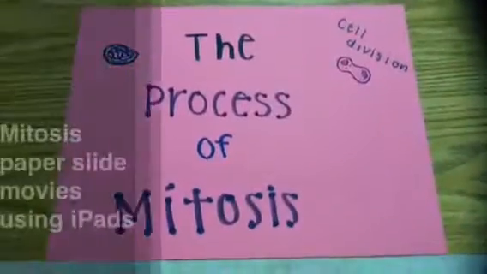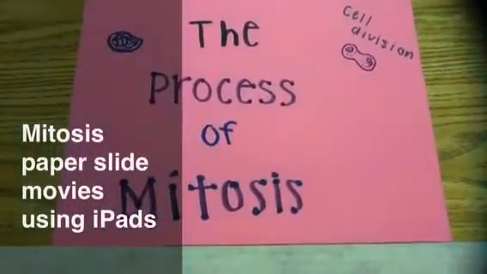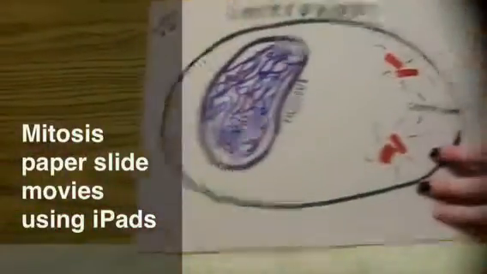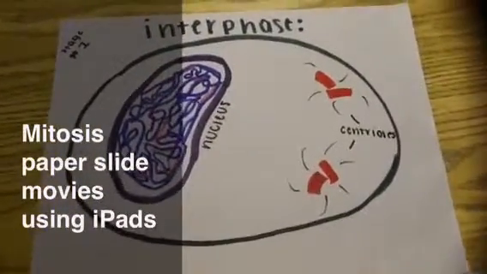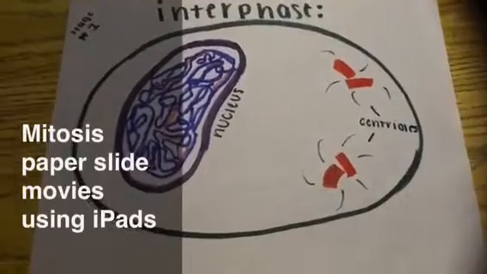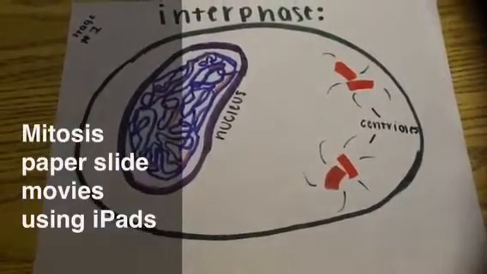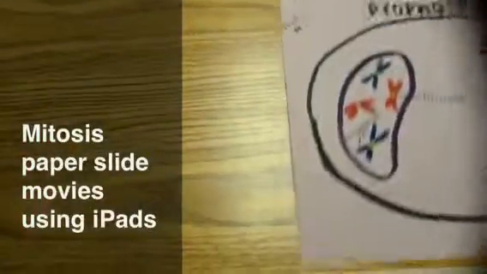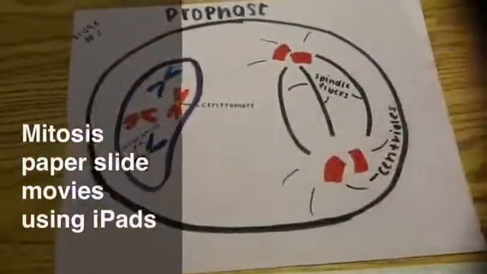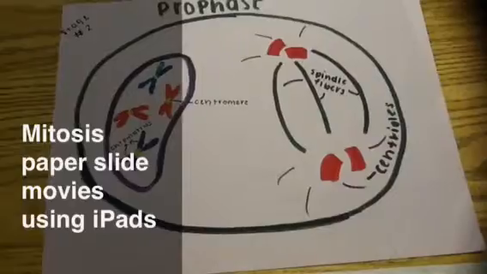The Process of Mitosis by David, Katie, and Brandon. The first stage of mitosis is interphase. During interphase, chromosomes are copied, and once the DNA is replicated, cell division begins. The second stage of mitosis is prophase.